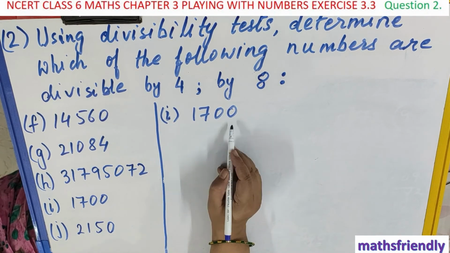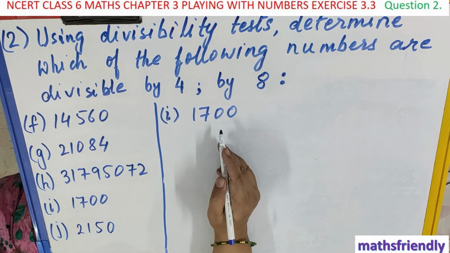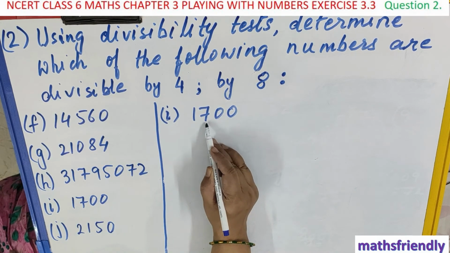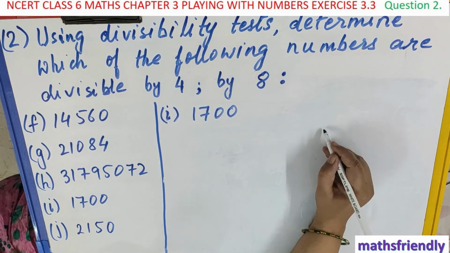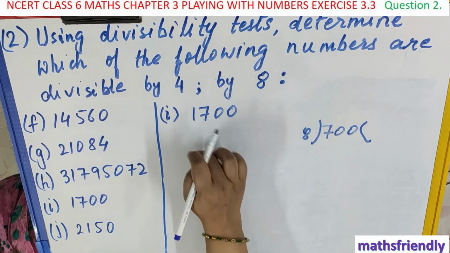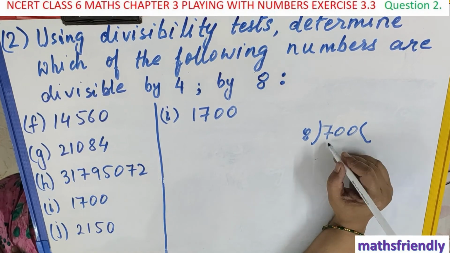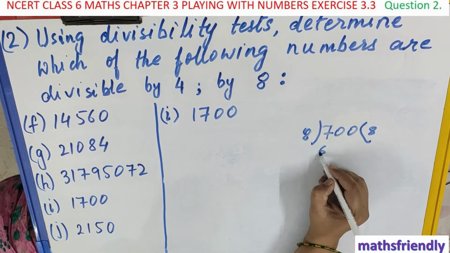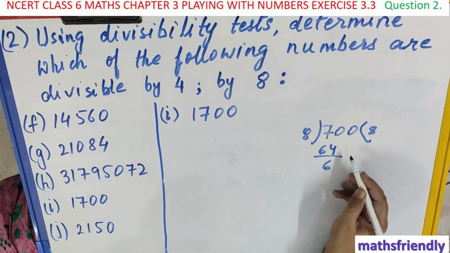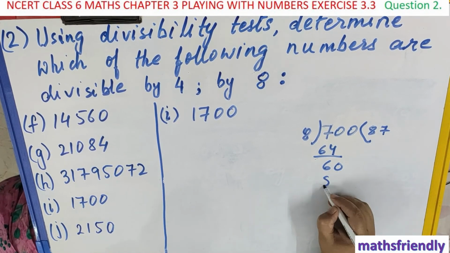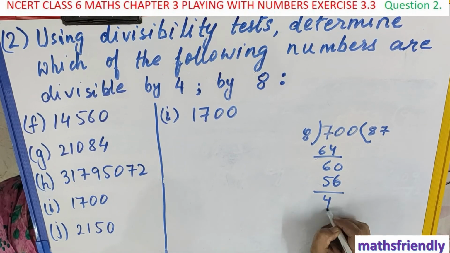Now let us check whether 1700 is also divisible by 8 or not. For this we have to check the last 3 digits, the digits at 1s, 10s and 100s place. If the number formed by these 3 digits is divisible by 8, it means the whole number is also divisible by 8. Okay, so what we will do, 8 8s are 64, 6 remainder, 0 comes down, 8 7s are 56, the remainder is 4.